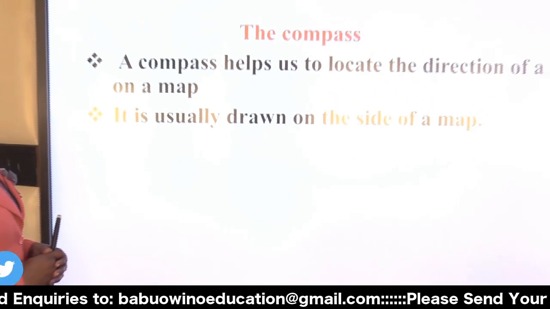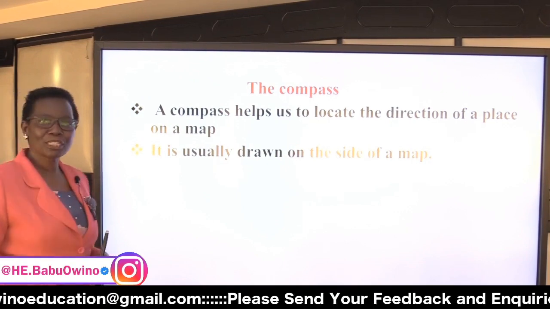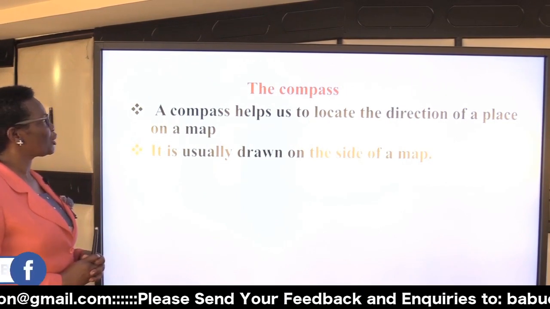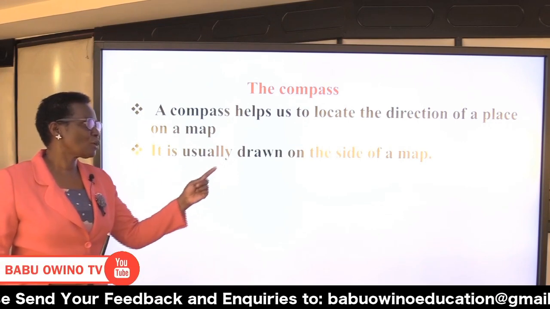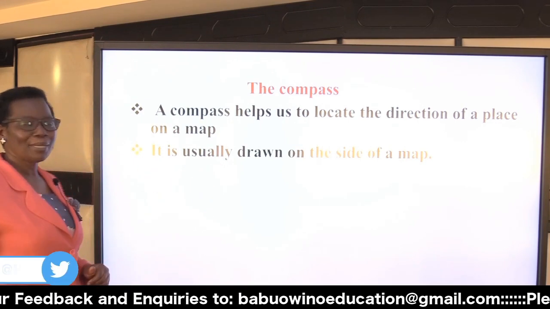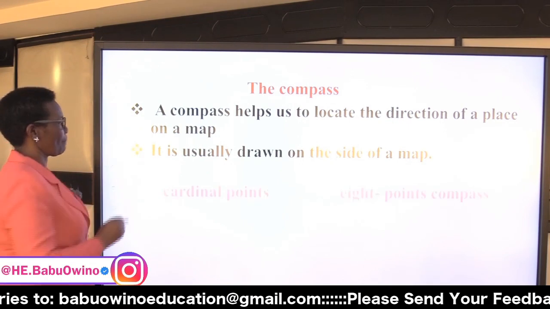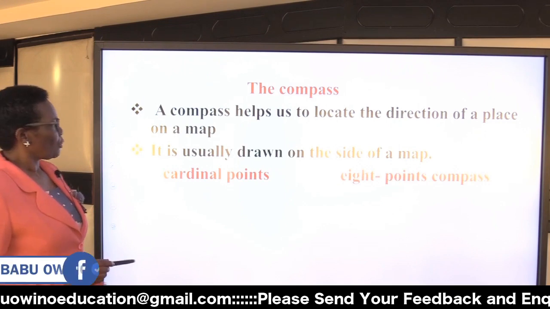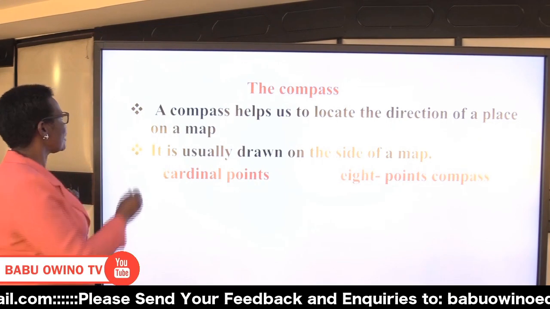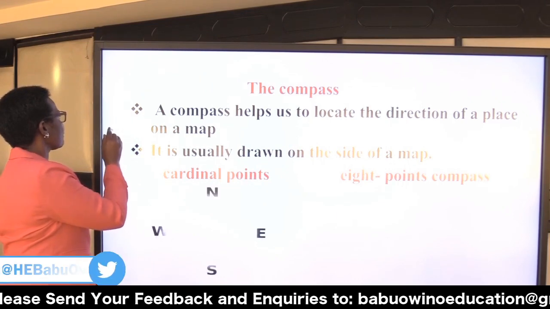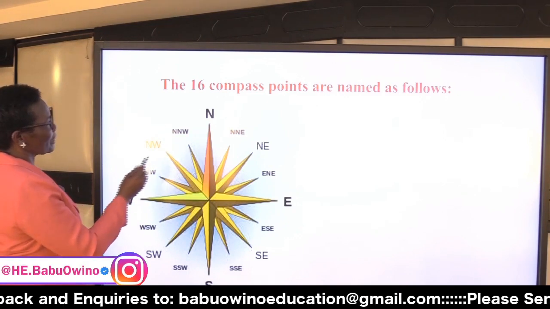Now, the compass still helps us to locate the direction of a place on a map. And I've already said that it is usually drawn on the side of a map. So still we have the cardinal points and the 8-point compass, and the 16-point compass, this one here.